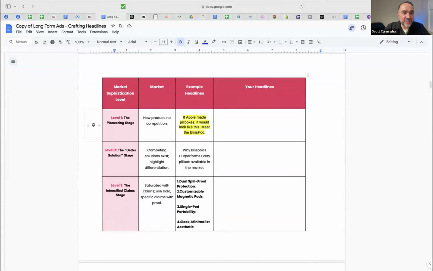Okay, so you're in the pioneering stage, no product or competition. Absolutely true. Okay, if Apple made pillboxes, it would look like this.